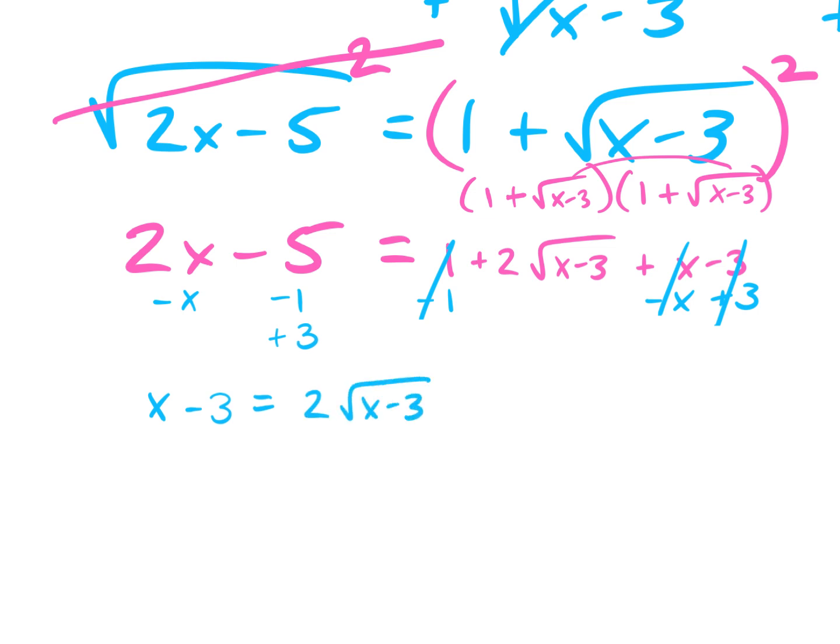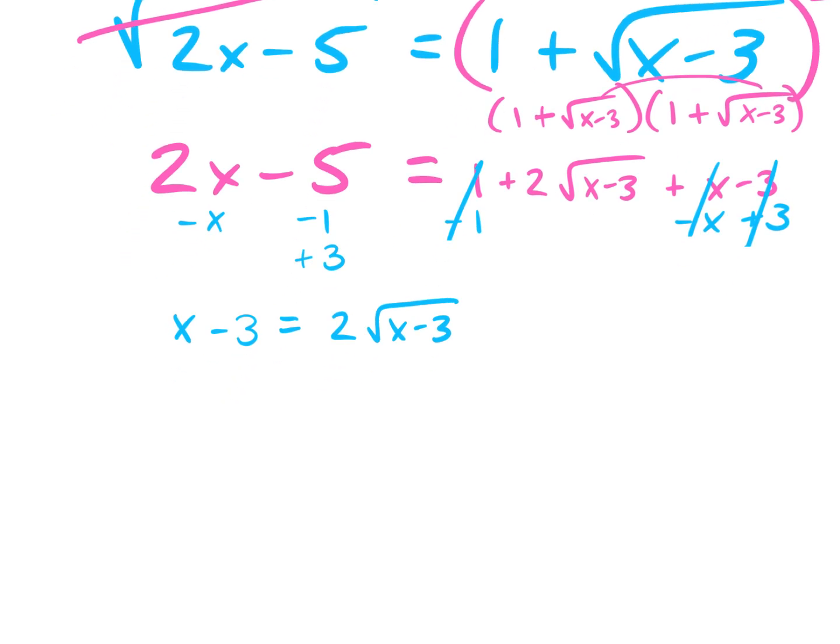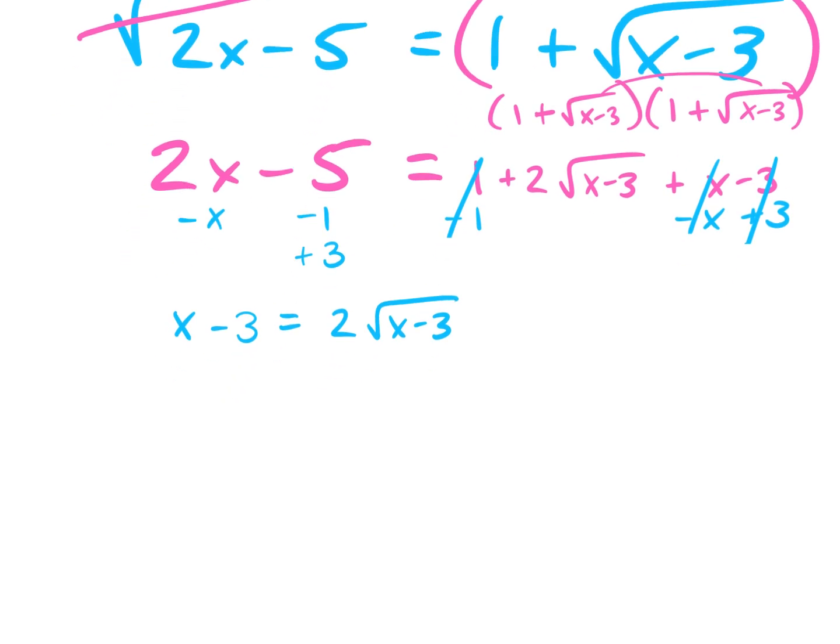You can divide the 2 over, but that would leave us with fractions on the left side. And ideally, we don't really want to work with fractions, especially when we have to FOIL. So I'm just going to leave the 2 there, and I'll deal with dividing it over at the end. So from here, what would we do to get rid of the square root? Square both sides. So we're going to square the left side and square the right side.